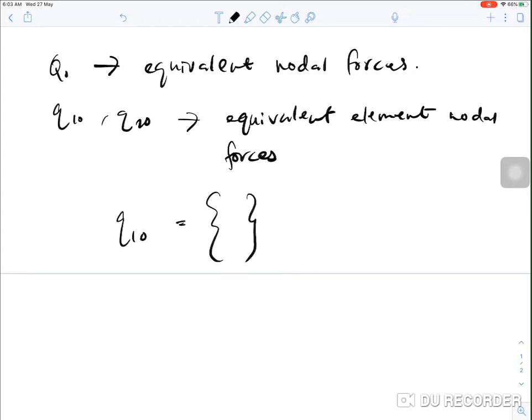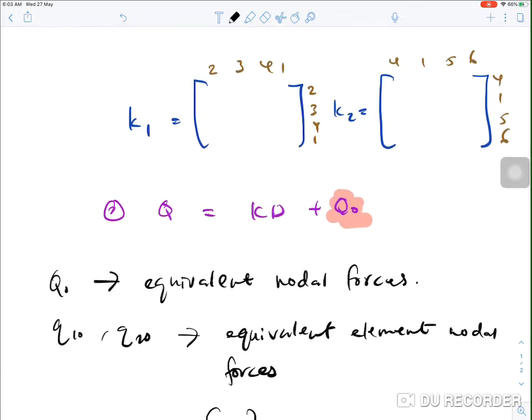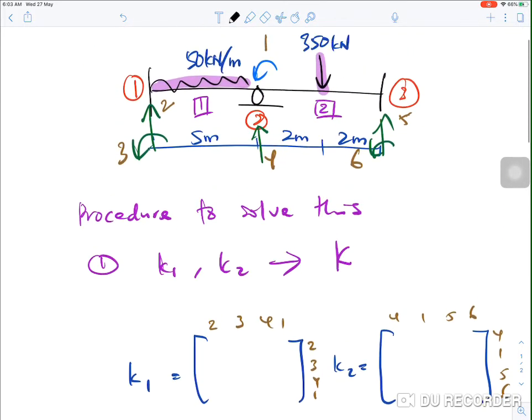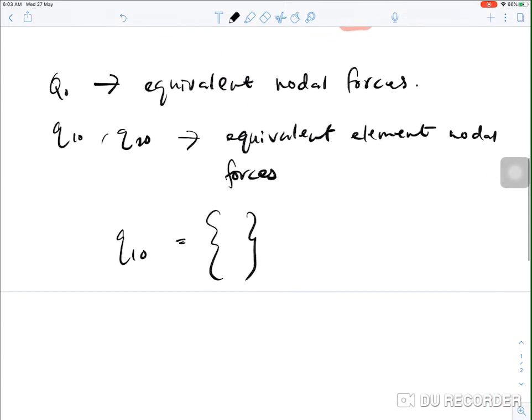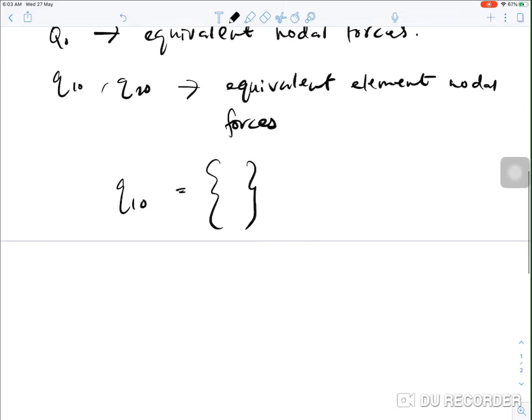Q1 naught is like this, 4 values, because it depends on the labeling for K, which is the same. There are 4 values because each node has 2 degrees of freedom, so one element has 4 degrees of freedom, and there will be 4 Q, meaning vertical force and moment at both nodes. So Q1 naught is like this, and Q2 naught is like this.